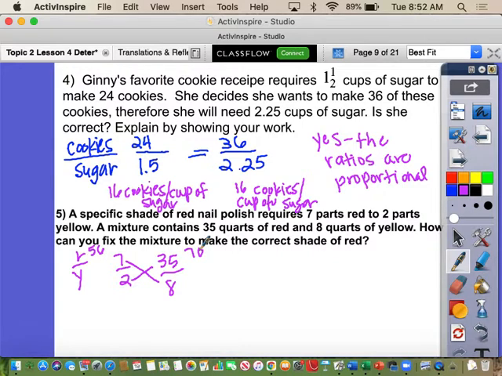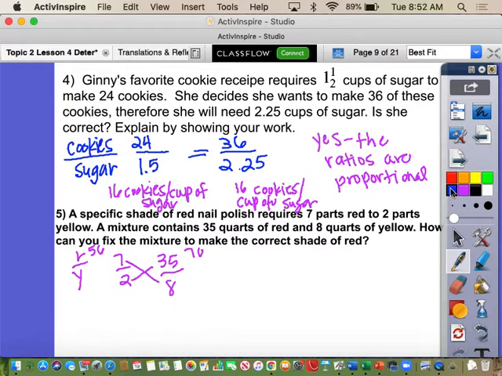I want to know how I can fix this to make the correct shade of red. So I need to change something about this second ratio. Rebecca, what do you think? Well, 7 times 5 is 25, and 2 times 4 is 8. Uh-huh. So we just add 1 more quart of yellow.